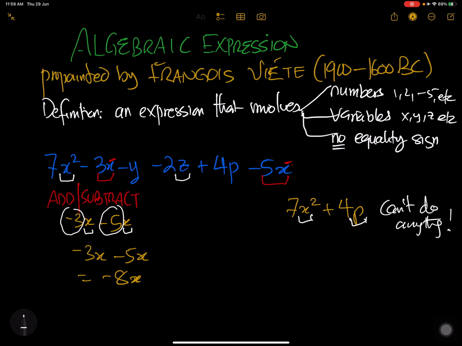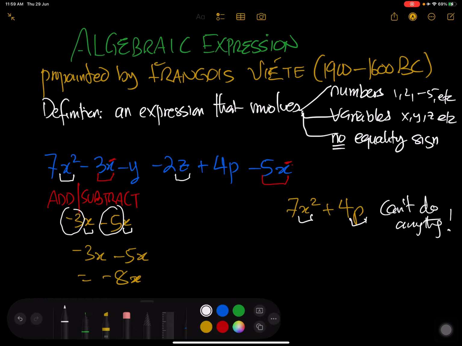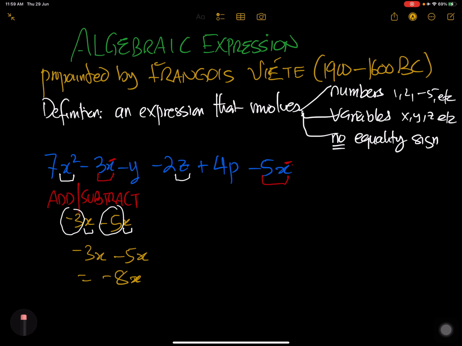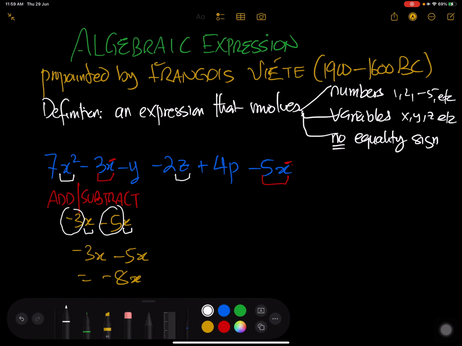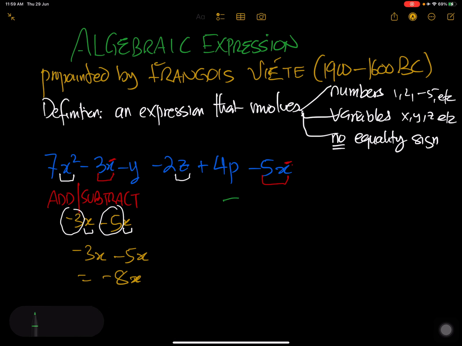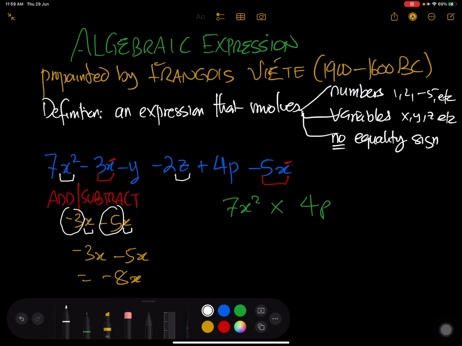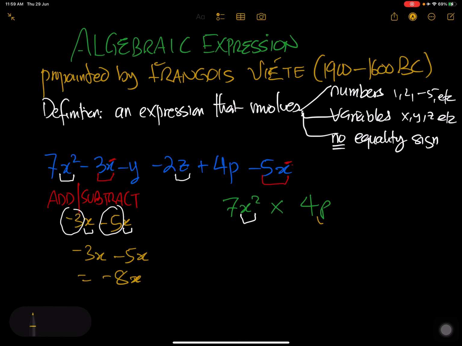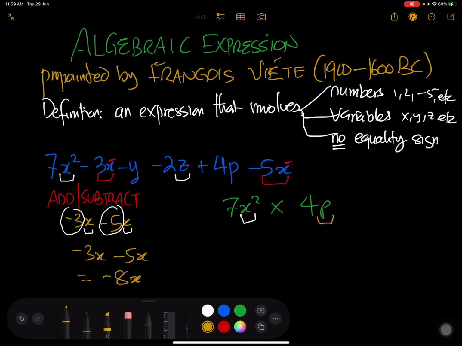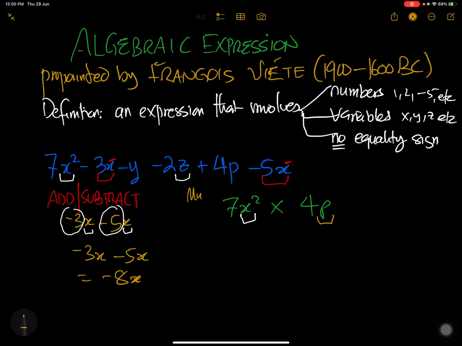However, let's move on to maybe we want to multiply. Let's say we're thinking of doing a multiplication of an algebraic expression. For example, let's say we have 7x squared multiplying 4p. You see that this variable here is different from this variable here, but it doesn't matter. Whenever we are dealing with multiplication and division, it doesn't matter. We want to multiply or divide. So what it means is that the 7 will multiply the 4.